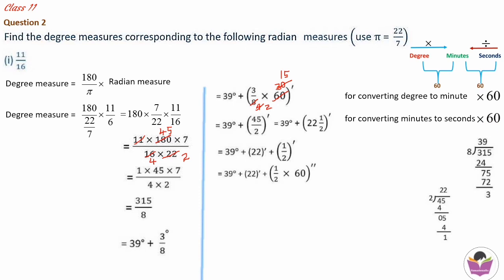What we have to do: 39 degrees plus 22 minutes, let it be there, plus we are now concentrating on this fraction, that is 1 by 2 into 60, converted into seconds. Minutes are converted into seconds when we multiply with 60. Here quite simple, 2 and 60 when we cancel we will be getting 30. That is 39 degrees 22 minutes 30 seconds. So when we write the answer we can write it together by removing the plus symbol: 39 degrees 22 minutes and 30 seconds. This is the final answer.